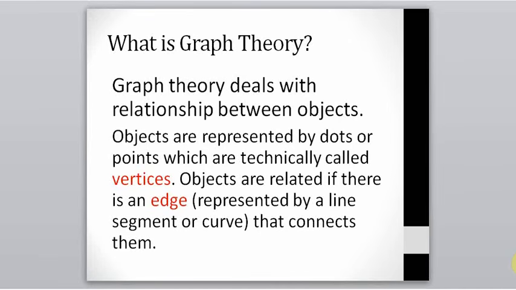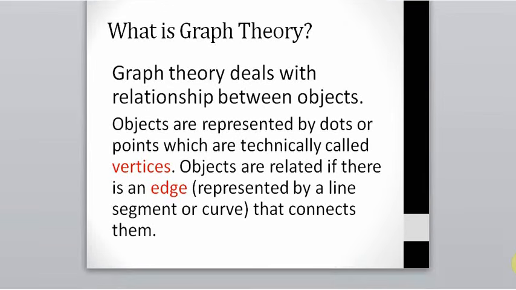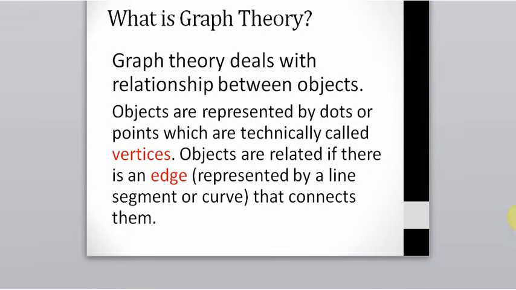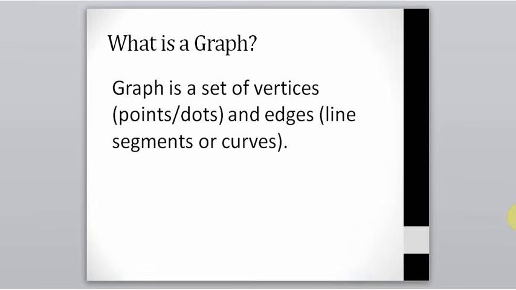So what is graph theory? Graph theory deals with relationships between objects. These objects are represented by dots or points, which are technically called vertices, while objects are related if there is an edge, represented by a line segment or curve that connects them. So a graph is a set of vertices, which are points or dots, and edges, which are line segments or curves.